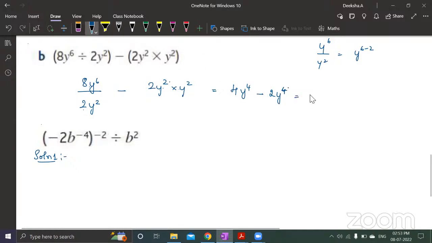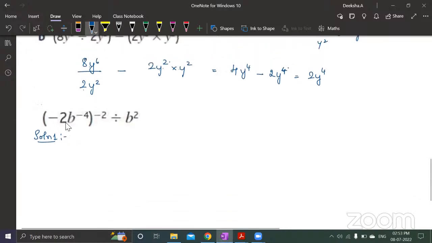4y power 4 minus 2y power 4 is 2y power 4, that is the answer. Correct, thanks for that. Okay, so here, for the first solution, I'll first simplify this power and then we'll divide.